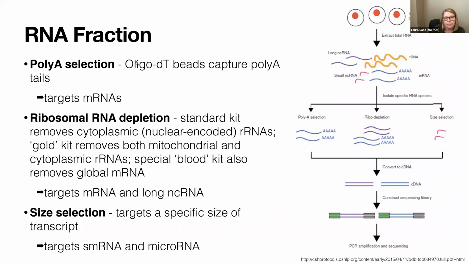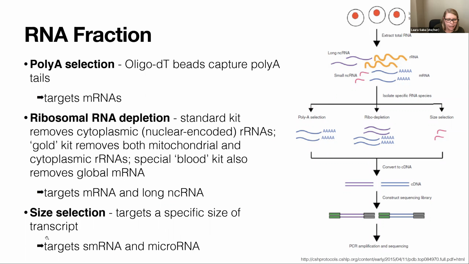We're also interested in the long non-codings. Instead of pulling out everything that has a poly A tail, what we can do is go into our RNA pool and clear out some of that ribosomal RNA. What that does is leave room for us to measure everything else, because if we didn't do this ribosomal RNA depletion, then 80% of our reads would align to ribosomal RNAs. So it's targeting both those messenger RNAs and our long non-coding RNAs.